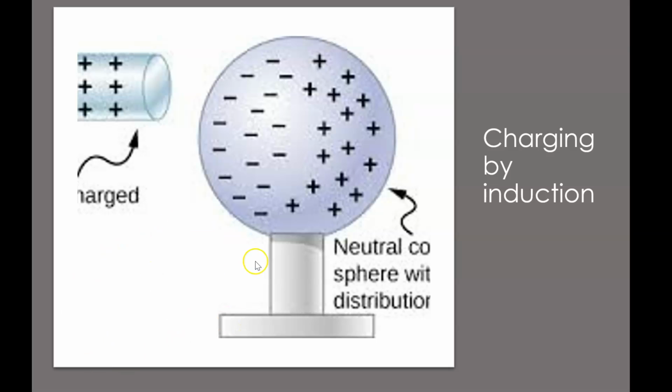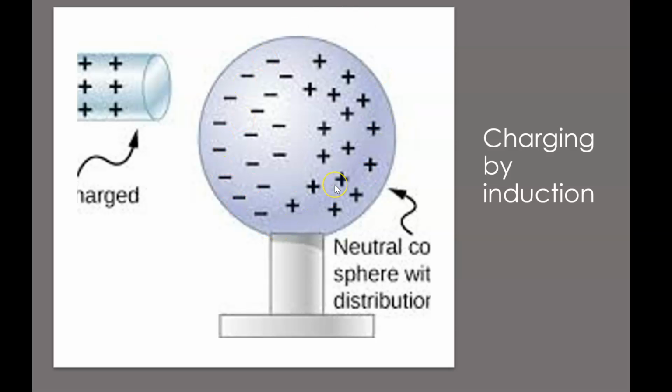This is an example, and I apologize, this is kind of a bit blurry. This is a positively charged rod brought toward this neutral sphere. If we count all the charges, we should have the same number of electrons as protons. So 1, 2, 3, up to 16, and 1, 2, 3, up to 16.